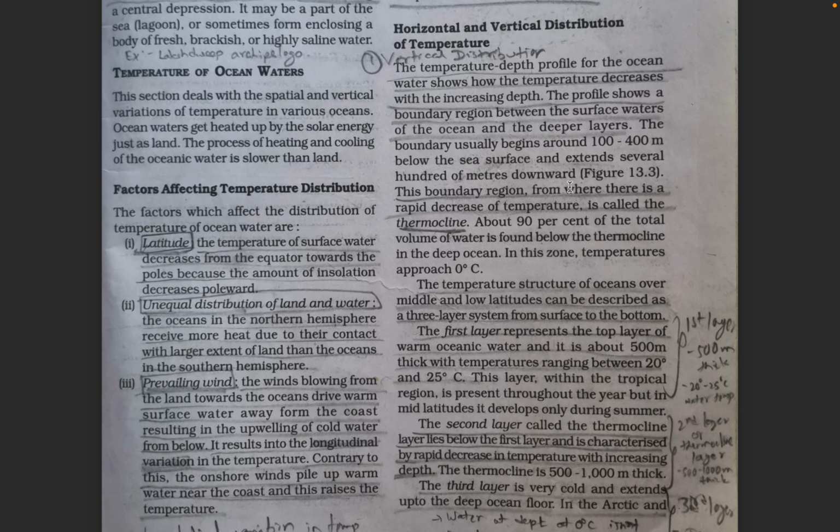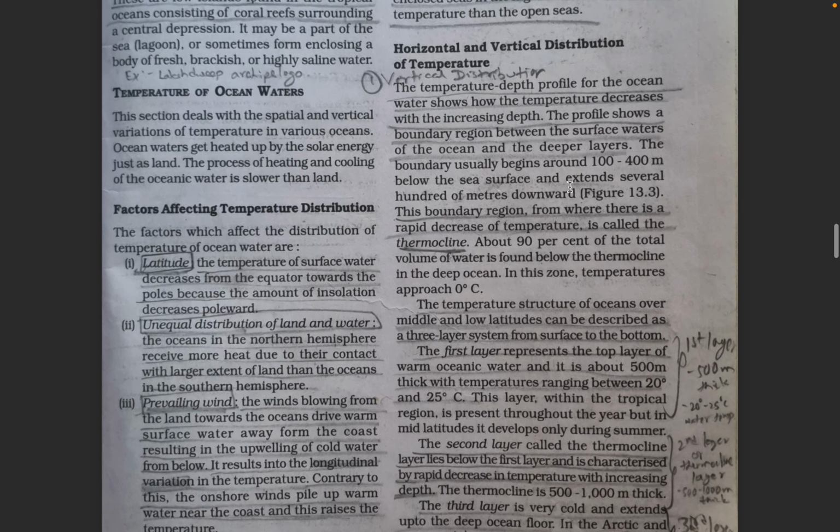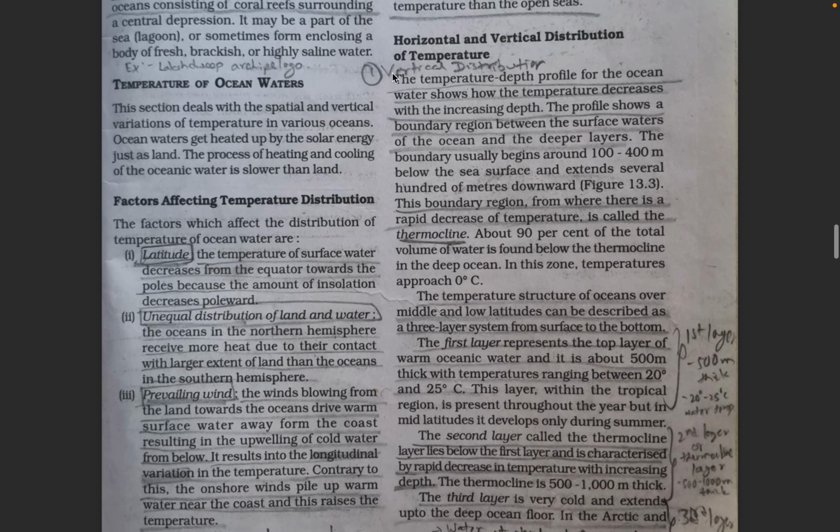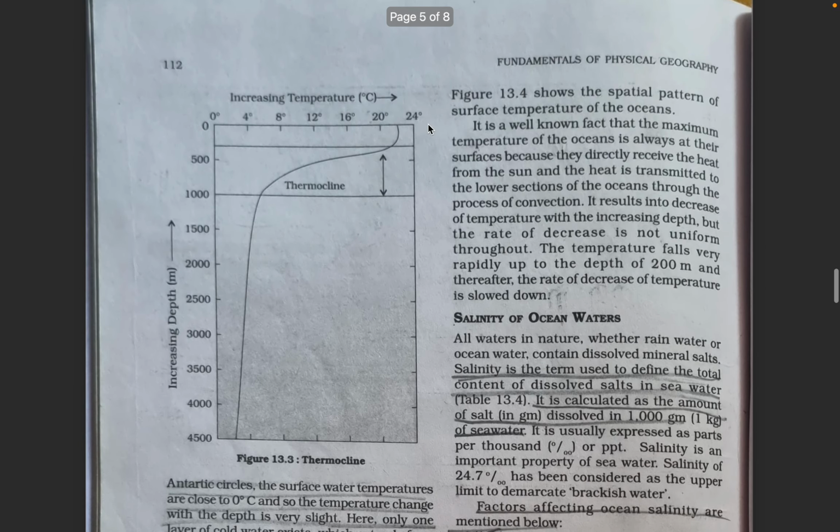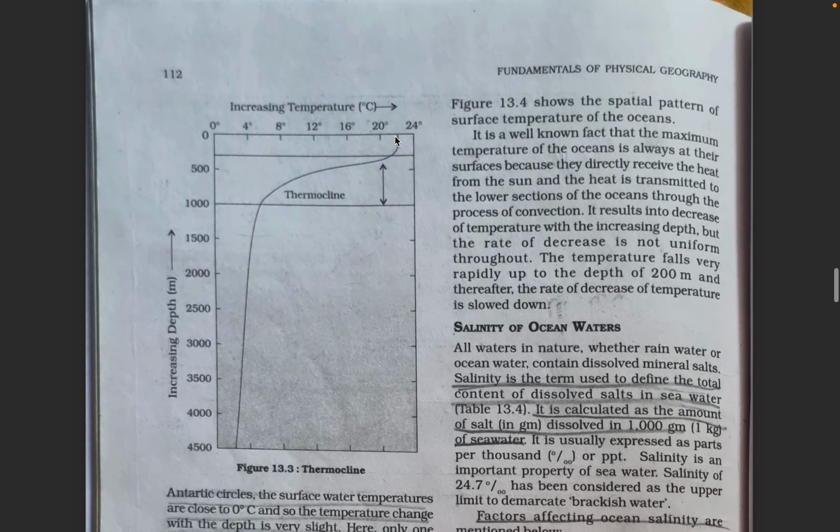So we have read about the horizontal distribution in some reference to what we have read. After this, we are going to see the vertical distribution. The temperature depth profile of the ocean water shows how the temperature decreases from the surface to the bottom. So this is the vertical distribution that we are going to read about, and there is a thermocline boundary. This is the graph that we can take as a reference.